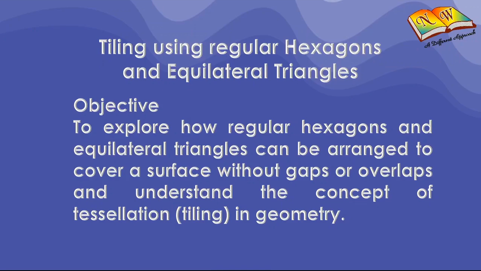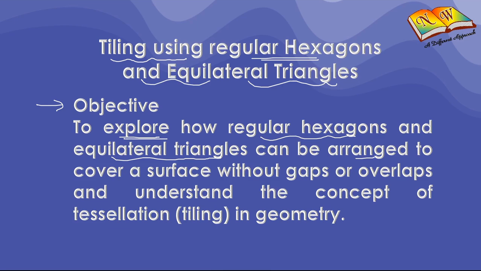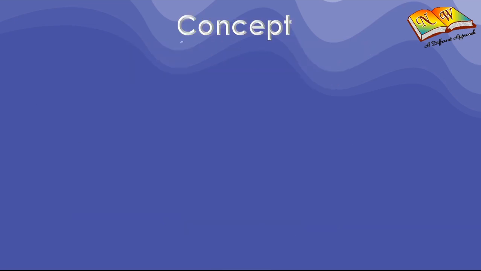This activity is entitled tiling using regular hexagons and equilateral triangles. The objective of this activity is to explore how regular hexagons and equilateral triangles can be arranged to cover a surface without gaps or any overlaps, and start understanding the concept of tessellation, that is tiling, which is a very important thing in geometry. Let's understand the concept behind tessellations first.